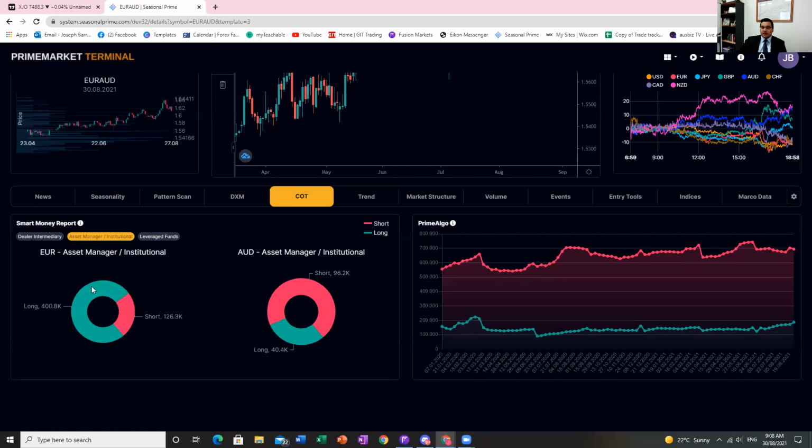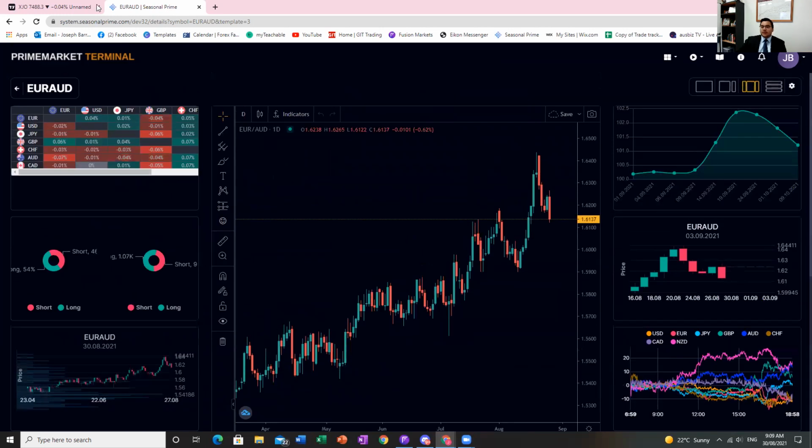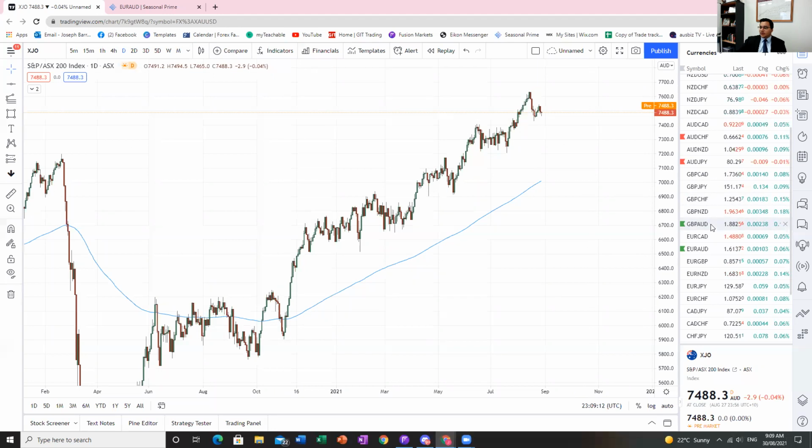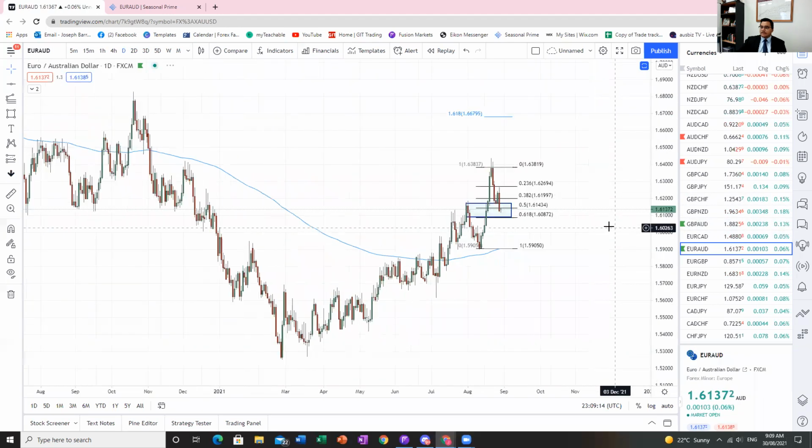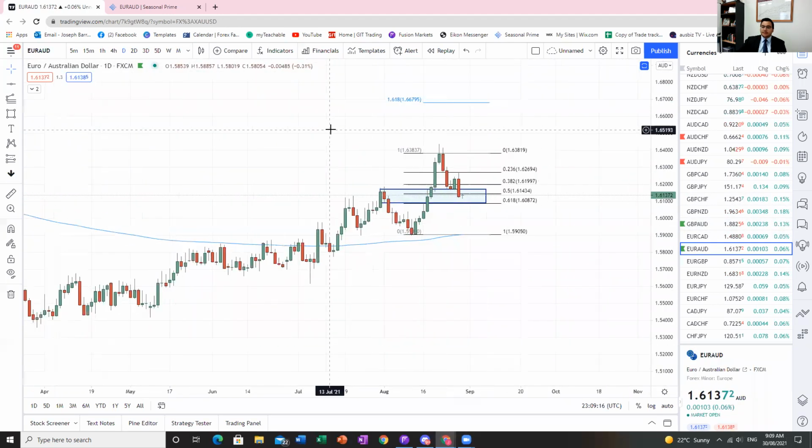And you can see asset managers, the institutional buy side of the market, going long euro as well. 400,000 lots to the upside as opposed to 126,000 short lots to the downside. While they're also shorting 96.2 thousand lots to the downside, 40.4 thousand lots to the upside. So a lot more bullishness in this than there is bearishness. Oh, that's for euro, sorry. So yeah, I do definitely like this to the upside.